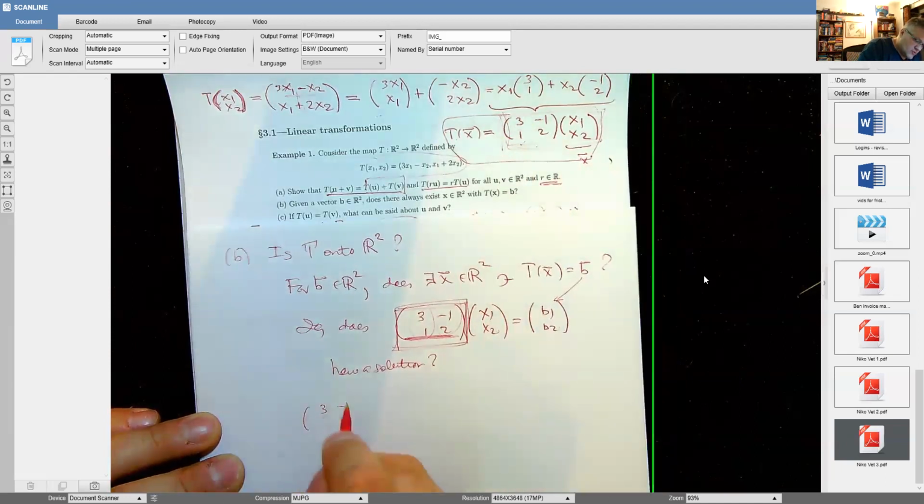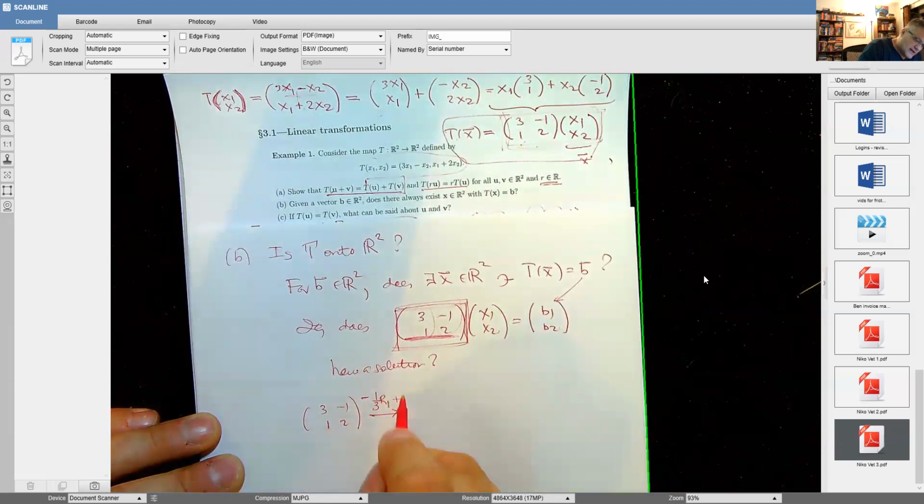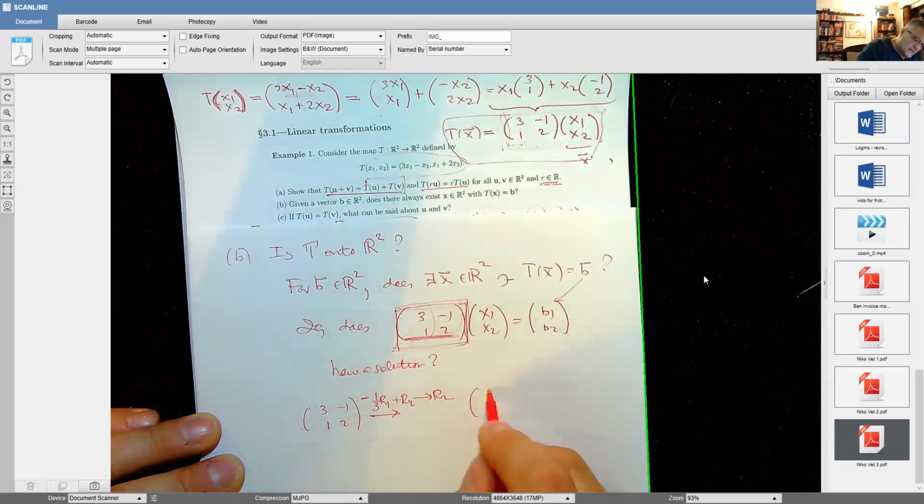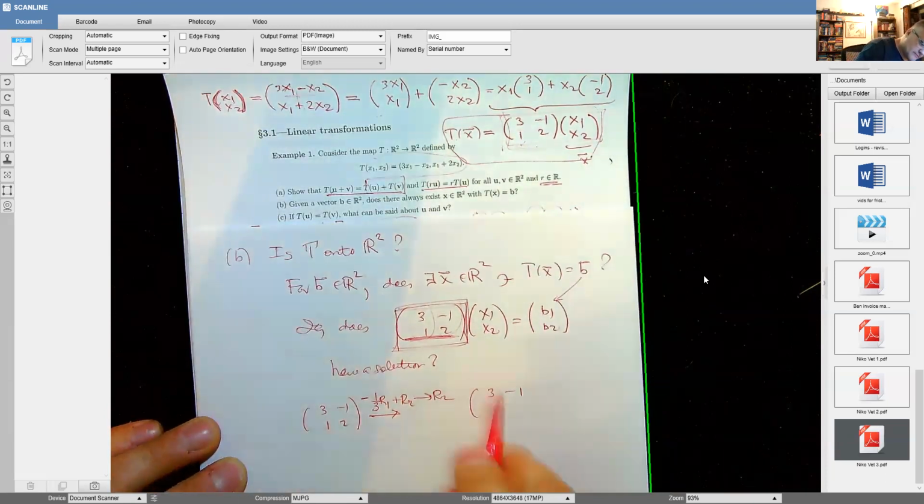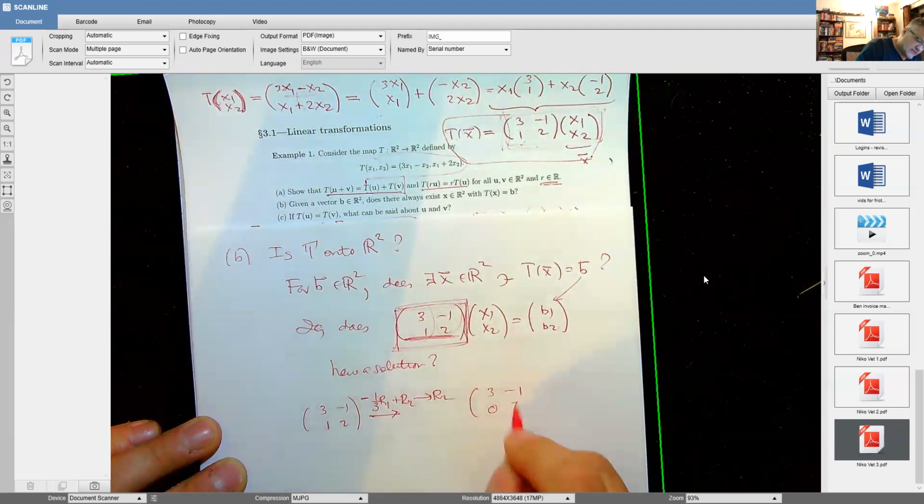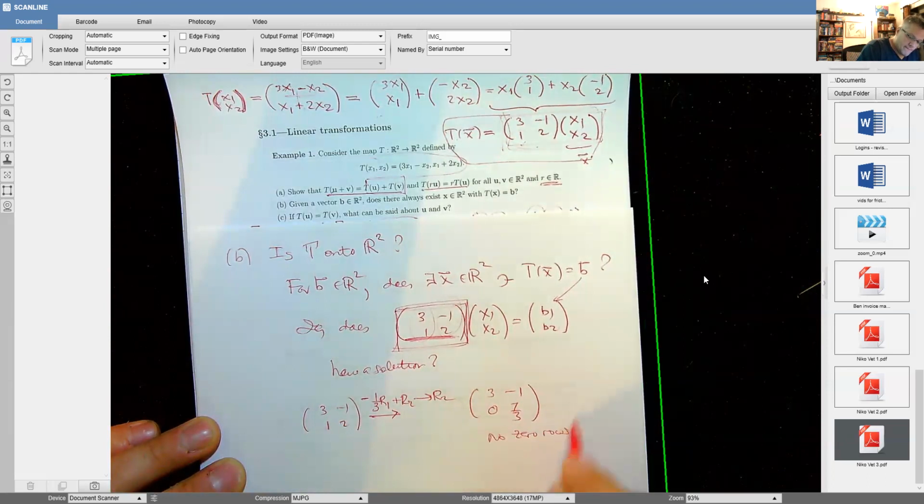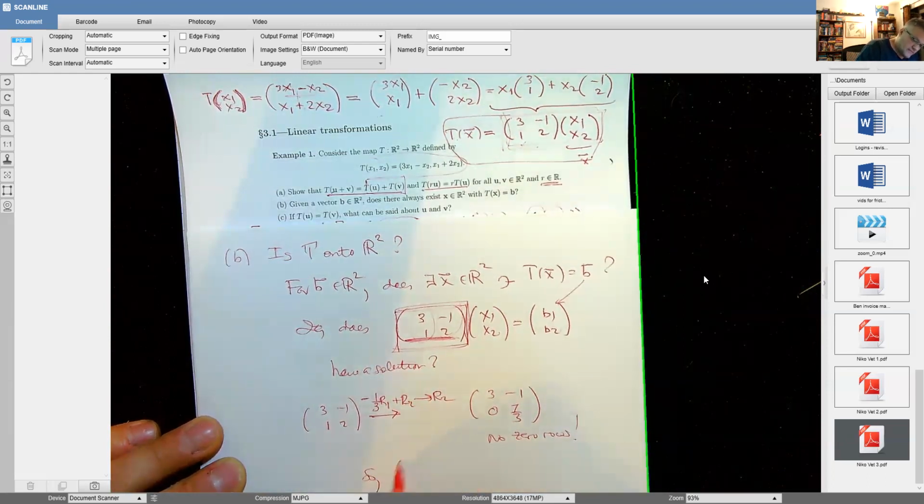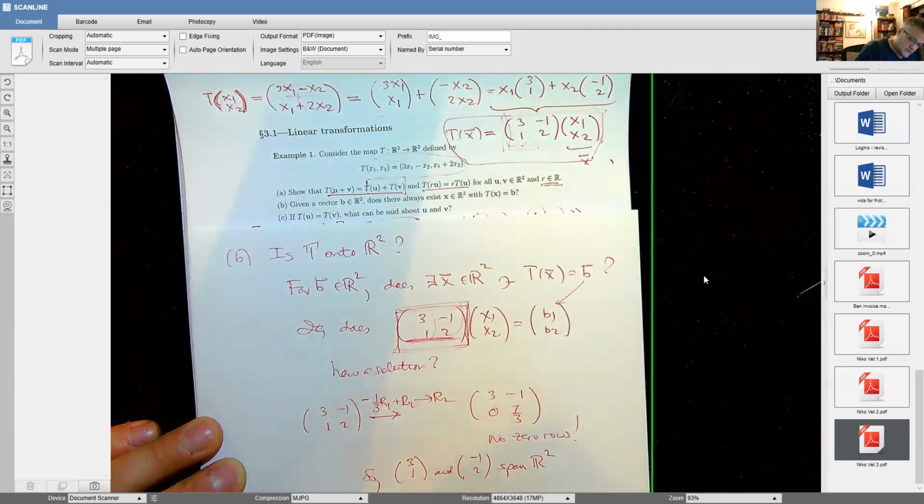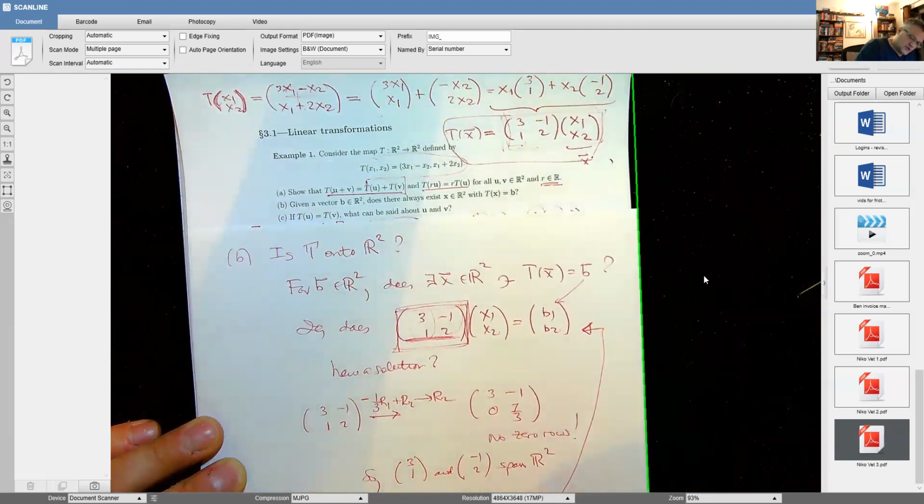All right, let's do this. So let's start: 3, -1, 1, 2. To put into echelon form, I need to make a 0 there. So let's take -1/3 of R1, add it to R2 and put it into R2. That doesn't change the first row. The second row, you get 0. If I multiply this by -1/3, it's 1/3. Add it to that guy, I get 7/3. And that's it, no zero rows. So these guys span R2, and hence the answer to that question is yes.